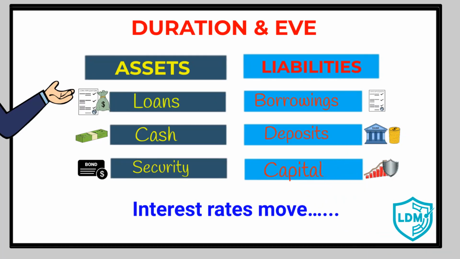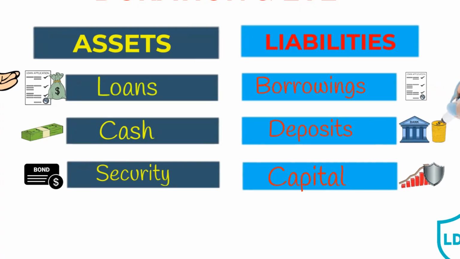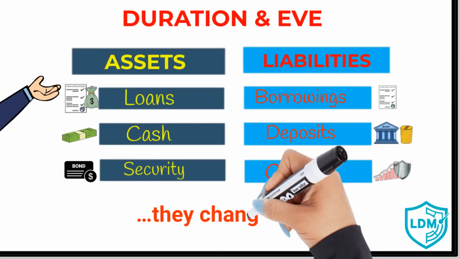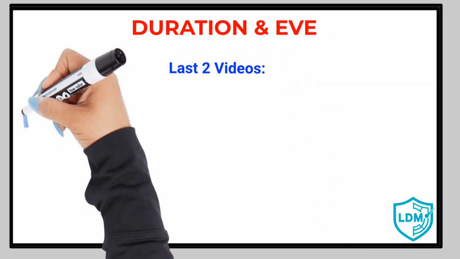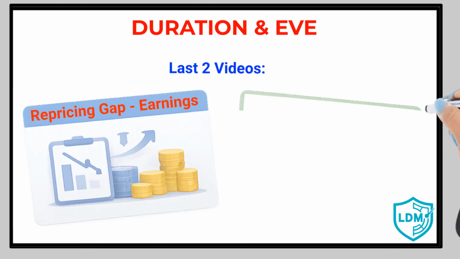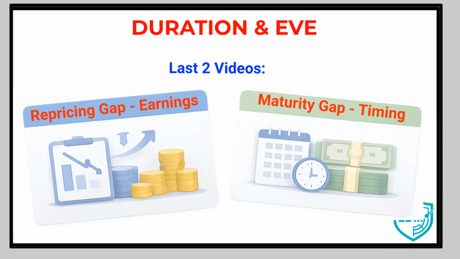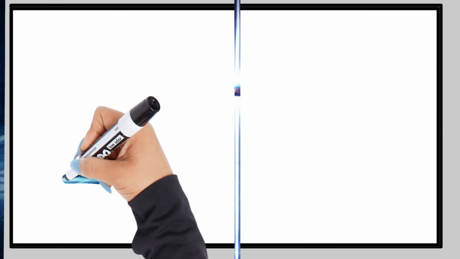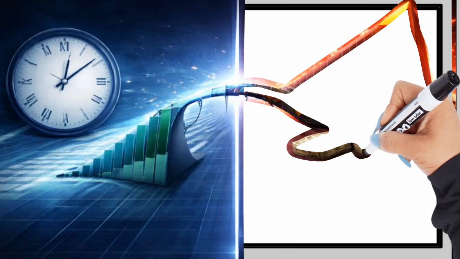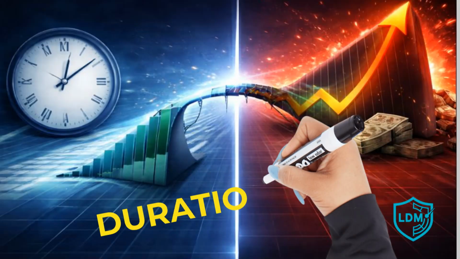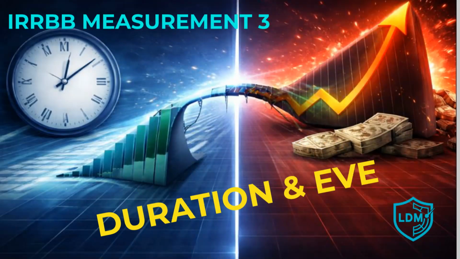Interest rates don't just hit profits. They quietly change the value of everything on a bank's balance sheet. In the last two videos, we measured earnings sensitivity and cash flow timing. Now we move to the most powerful IRRBB tool of all: duration and DVE, the method that tells you how much value the bank actually gains or loses when rates move.